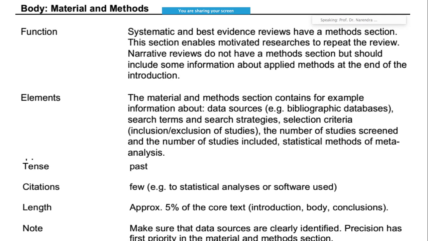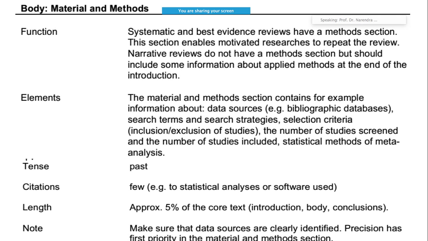Did you look into PubMed? Did you look into the Web of Science? Did you look somewhere else? What was your selection criteria? And the number of studies which were screened, and the number of studies which were included, and also the statistical methods of meta-analysis actually. So these are all important things one must comment about.